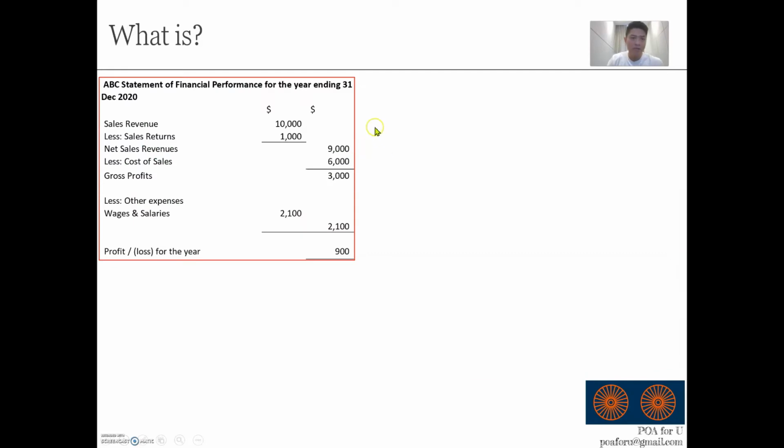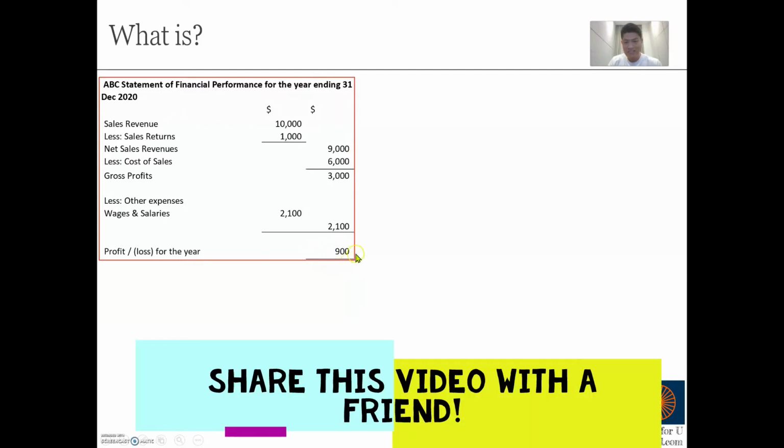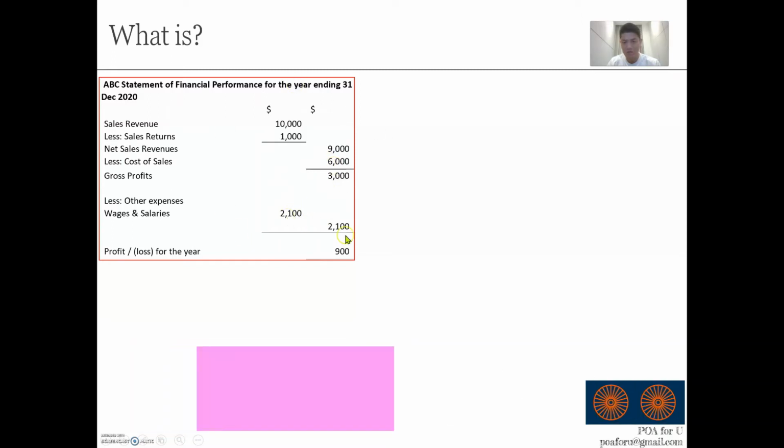So if you look at the statement of financial performance, this is a very simplified one, right? But the end game is you have a profit of $900. And this profit is essentially saying that your revenues and income is bigger than your expense. And your two expenses in this thing here is your cost of sales and your wages and salaries. So you got an excess of income or revenues versus expense, $900.